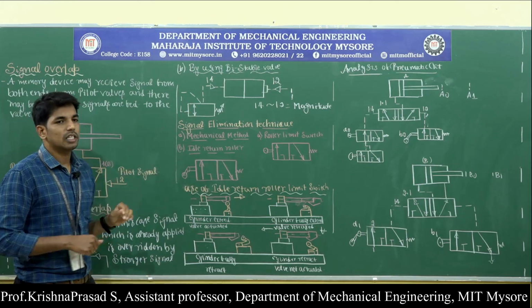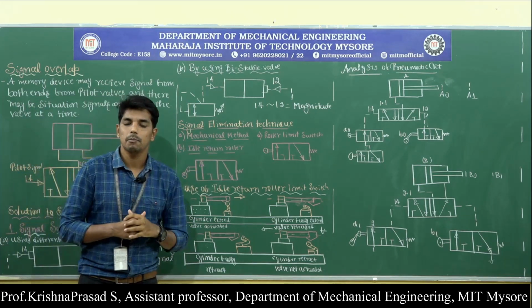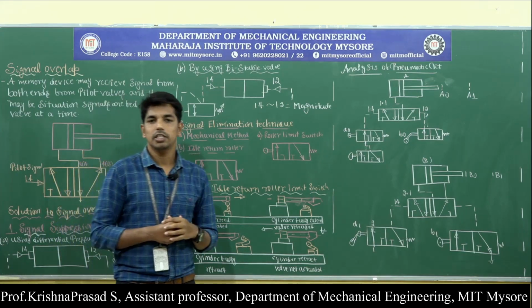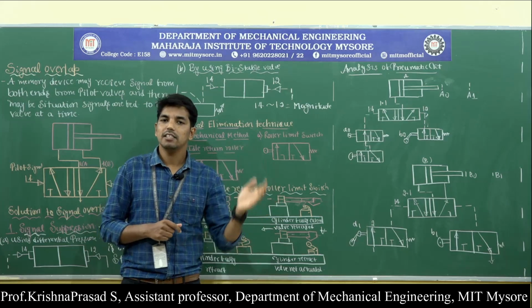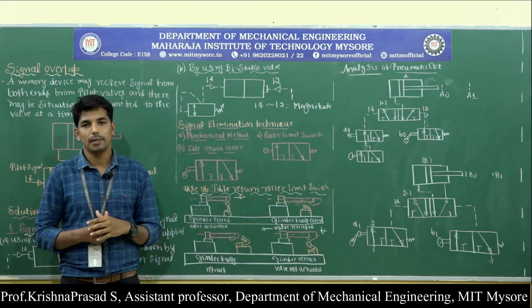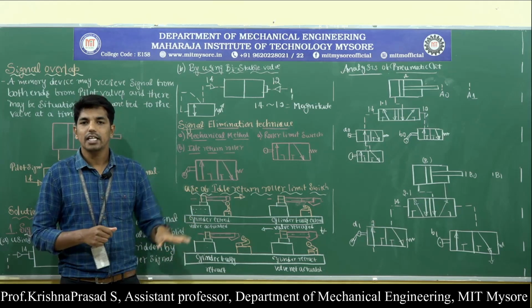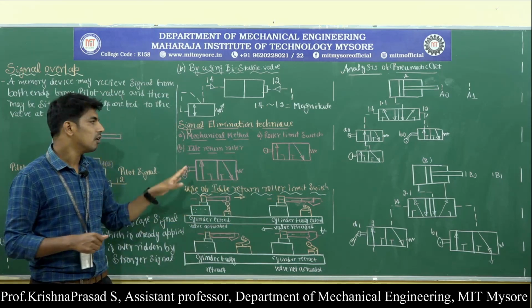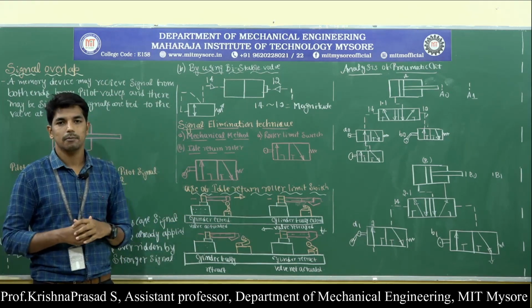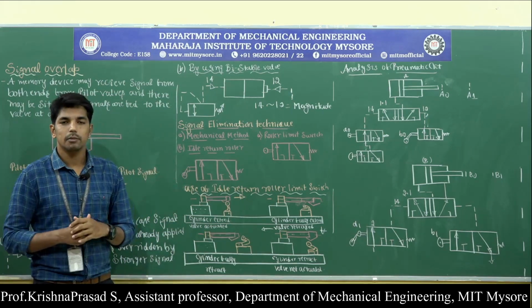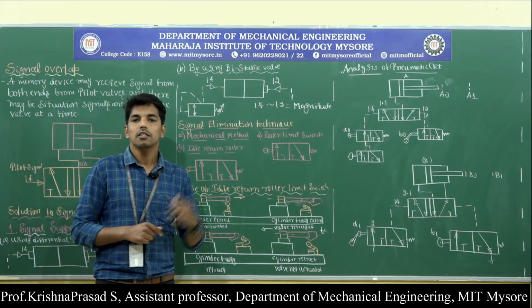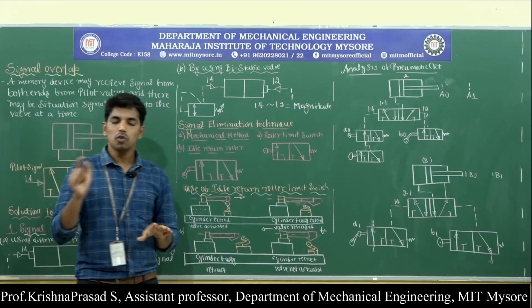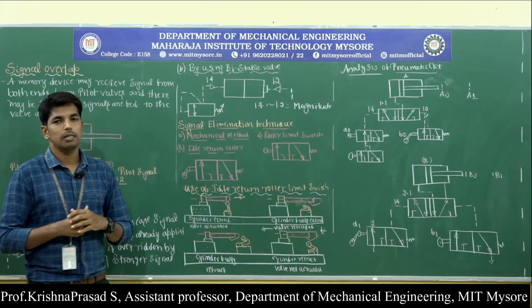Then the next method is called the signal elimination technique. What is meant by the signal elimination technique? It is the permanent cancellation of the signal which is already applied, with the help of the mechanical method or the cascading method. These are the two methods we are going to follow. So signal elimination means the permanent cancellation of the signal which is already applied on one end of the 5/2 memory valve.